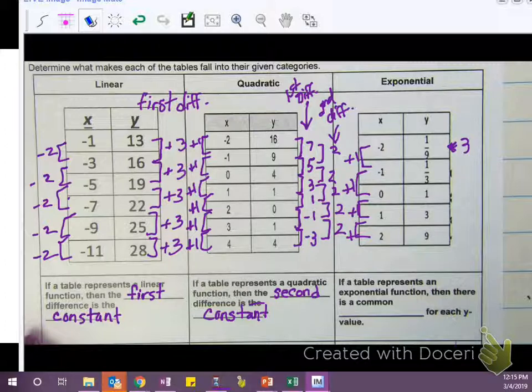What do I multiply 1/3 by to get 1? 3. What do I multiply 1 by to get 3? 3. And what do I multiply 3 by to get 9? 3. Right? So each one of these is called a ratio. If a table represents an exponential function, then there is a common ratio for each y value. The ratio is a multiplier.